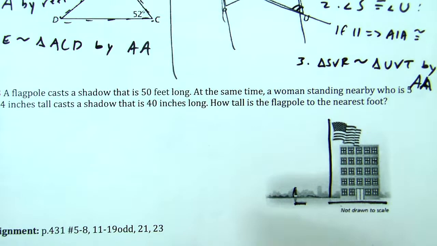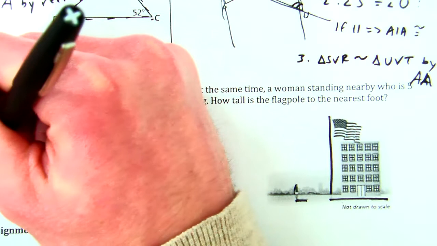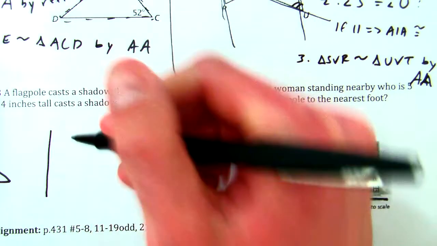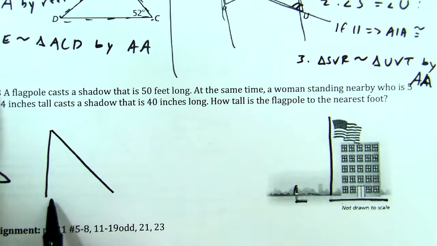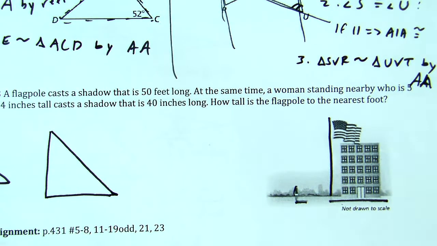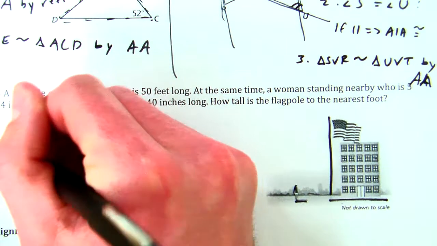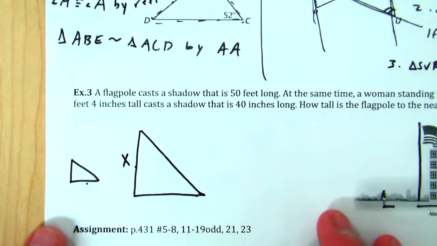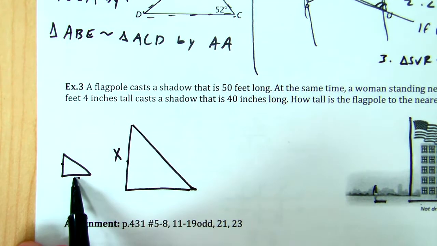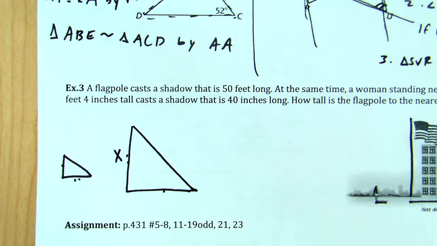So what I'm going to do is recreate this with triangles. And this is actually a really cool way, and if it was not the polar vortex still, I would love to be able to go outside and find measures of very tall objects. And the way that you can do that is by this right here. So here's the woman, here's her shadow, here's going to be the flagpole, here's its shadow. I don't know the height of the flagpole.